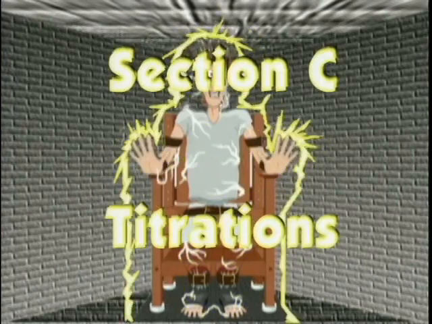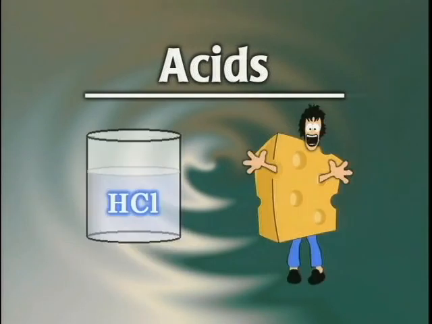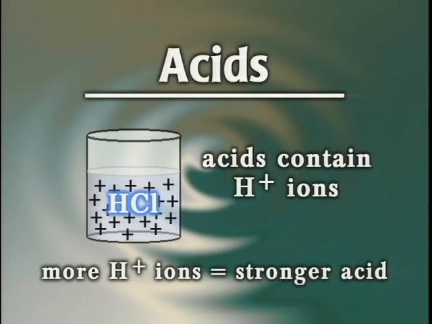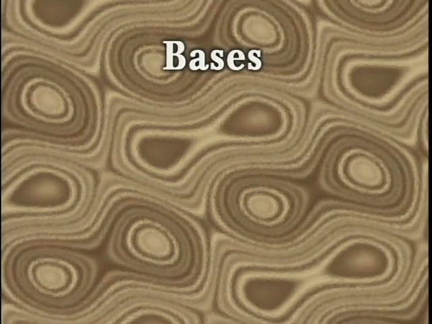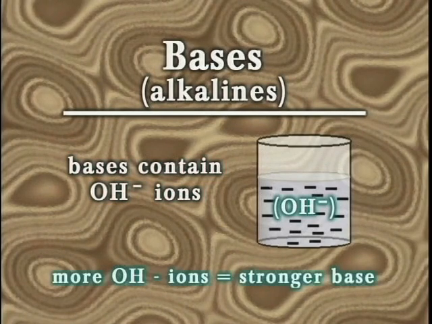Section C, titrations. You know what acids are. Some sour-tasting foods, like orange juice and vinegar, are weak acids. Strong acids, like hydrochloric acid, can definitely turn you into Swiss cheese if you swallow them. Acids contain positive hydrogen ions, and the more positive hydrogen ions there are, the stronger the acid. Bases are also known as alkalines. Basic solutions have a lot of negative hydroxide ions. The more negative hydroxide ions, the stronger the base.